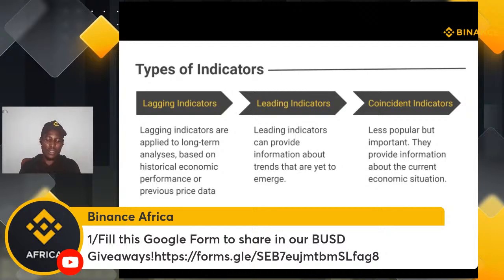However, coincident indicators, this might be your first time of hearing that, and that is because they are less popular, but they're very important. They provide information about the current market situation. All these indicators, every indicator we have, are under these three main categories. An indicator can either be lagging, leading, or coincident. However, we could have some indicators that have both lagging and leading indicators in the system.